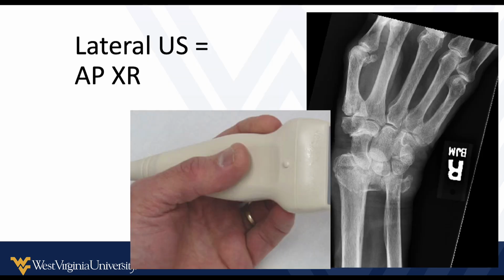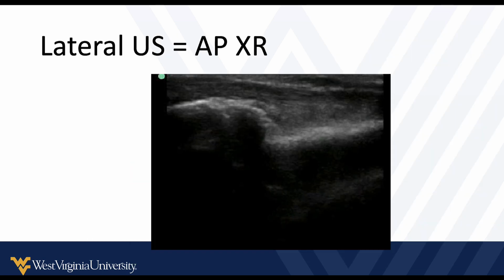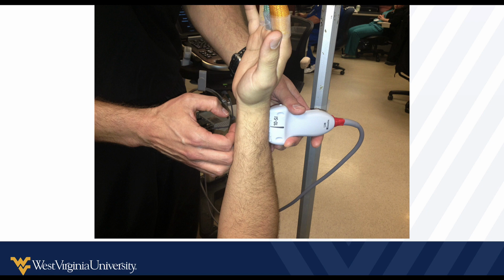What I like to show folks is doing the lateral ultrasound, here on the radial side, which is kind of equivalent to looking at the alignment of an AP x-ray. So just imagine how that beam goes through your bones and what alignment of fracture fragments you're looking for. Here, this is the radius, this is the distal fragment, and you can see they're significantly malaligned.